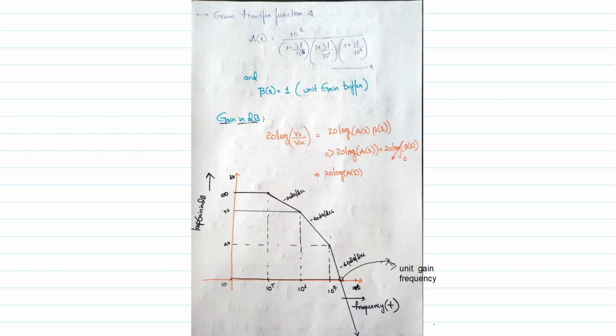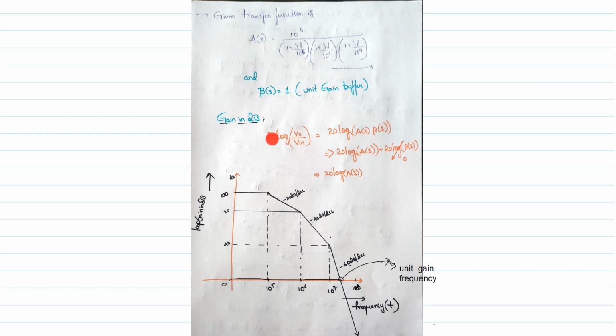Gain in dB. What is gain in dB? Many of them get this wrong. What is the difference between gain and gain in dB? Gain means just A of s into beta of s, whereas gain in dB means 20 log of A of s into beta of s. A of s into beta of s equals V naught by V in, that is, V output by V input, which is the gain.